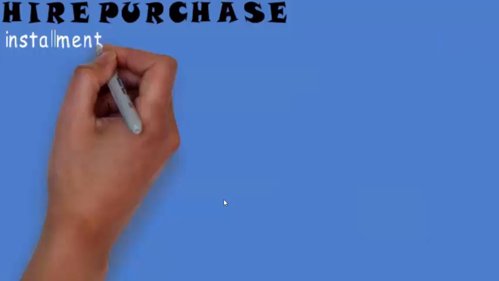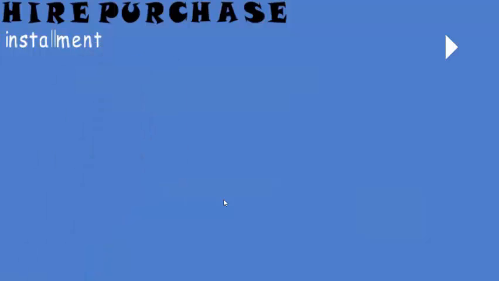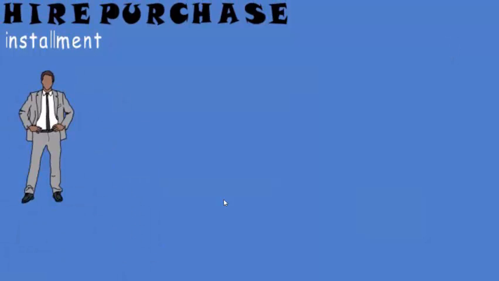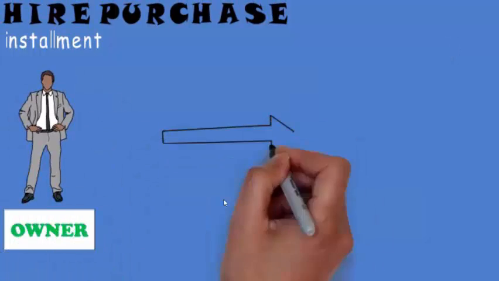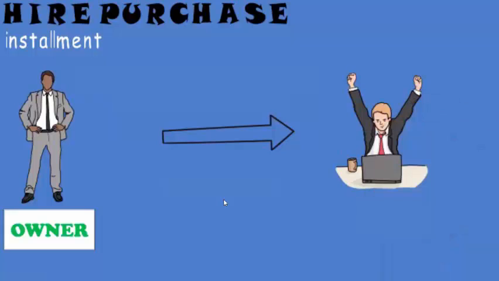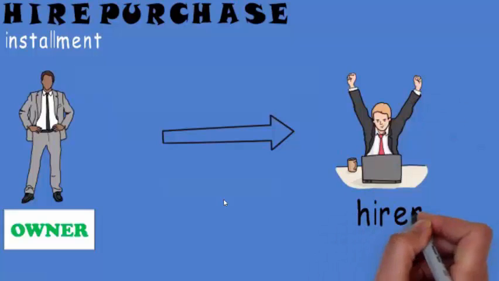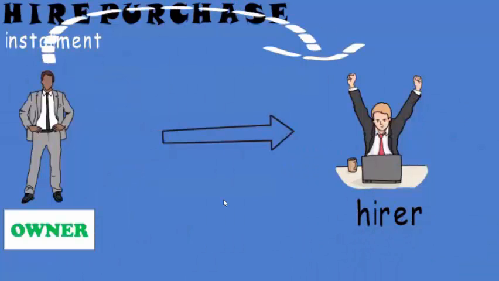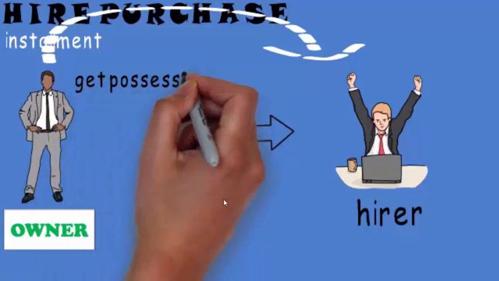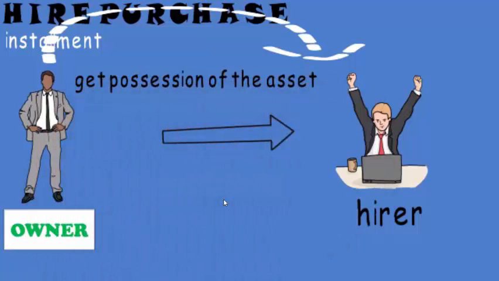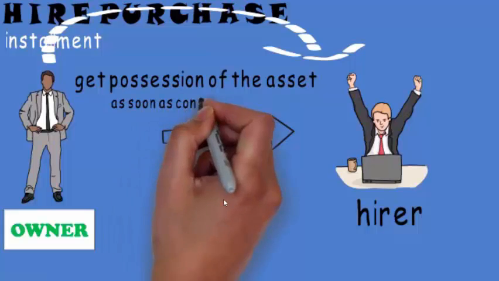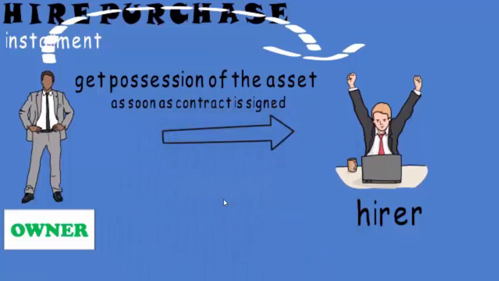Now what is hire purchase? Whenever you get confused between both these terms, just remember that it is not hire purchase, it is installment purchase. That means one person, again the owner of the asset, will grant the use to the other person, that is the hirer. Now the hirer gets possession of the asset as the contract is signed. That happens in lease also.